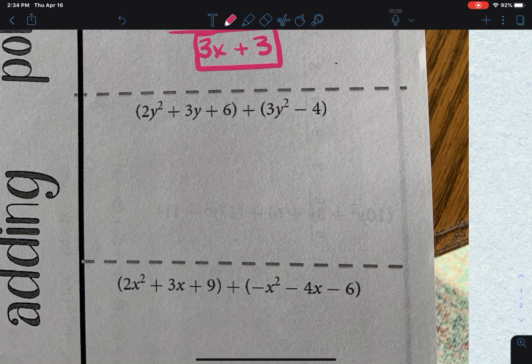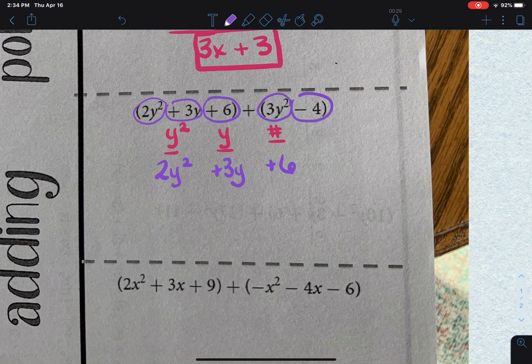Okay, in the next one, the highest exponent I see is y squared. So I know it's going to be y squared, y, and then my number column, because I'm setting up standard form. Okay, then I'm going to get my pieces and start to sort. So 2y squared plus 3y plus 6. If I go to this one, it's 3y squared. And then minus 4, I'm going to write it like negative 4.